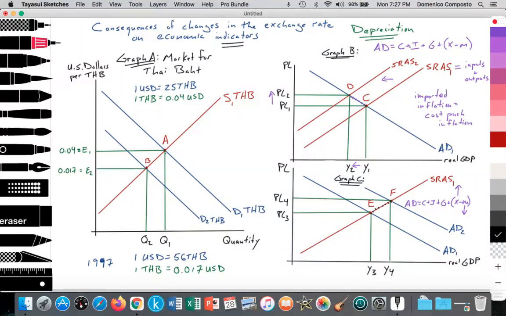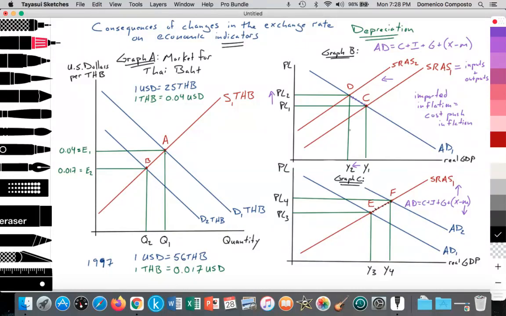Keep in mind, again, we're going to summarize depreciation in the currency. We see the Thai baht fall in value. It has weaker purchasing power, meaning that our imported inputs and outputs become more expensive. SRAS shifts inwards from SRAS1 to SRAS2, leading to cost-push inflation. We see that the price level is rising from PL1 to PL2, leading to a fall in real GDP from Y1 to Y2, and a decrease in the quantity of aggregate demand from point C to point D. Thus, here, unemployment would be rising.